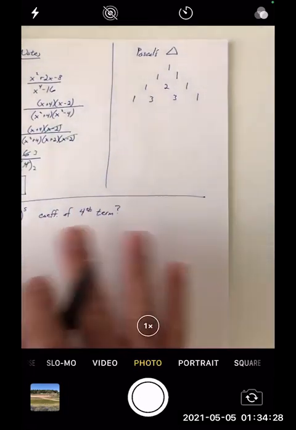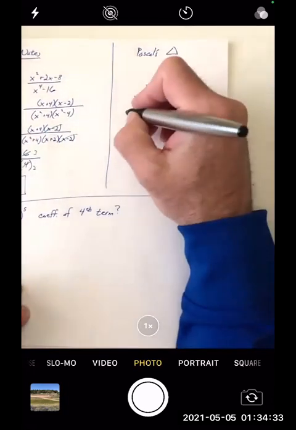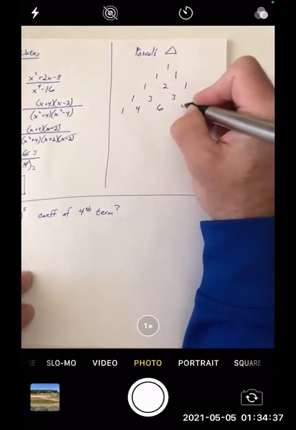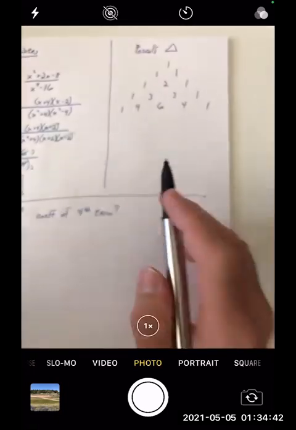So if you use the binomial formula, that's totally fine. Because it's not going to tell you how to do it. It's just going to ask you like, well, what's the fourth term or what's the eighth term or whatever.